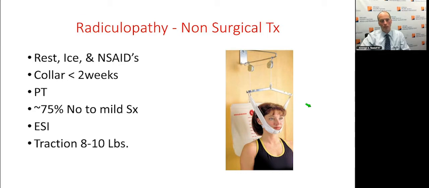So treatment for radiculopathy in terms of non-surgical, once again, it's the standard rest, ice, anti-inflammatories. You can try a collar for 2 weeks. If the patient is going to respond to these measures, that's usually enough. If they're having a rough time, I'll typically put them on a Medrol dose pack and enroll them in physical therapy. 75% of radiculopathies have little or mild symptoms. If a patient is really hurting and doesn't have a deficit, we'll sometimes send them for an epidural steroid injection.